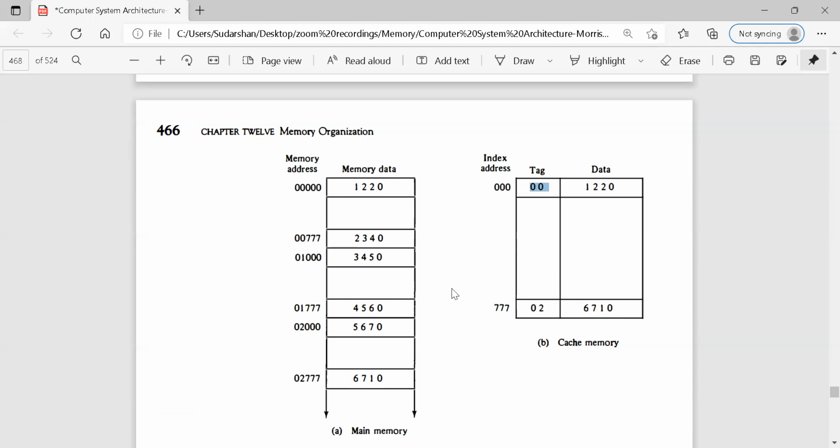At any point of time, out of 32,000 words, 512 words can be present in cache memory. 000 denotes decimal number 0, and 777 represents decimal number 511. So 0 to 511 is equal to 512 storage locations. This is the direct mapping technique. The disadvantage is that for a given index, we cannot store more than one tag value. That's the drawback of direct mapping.